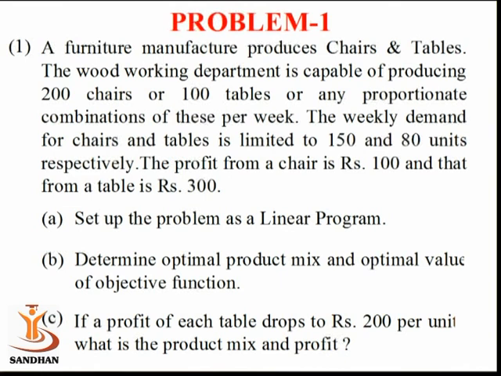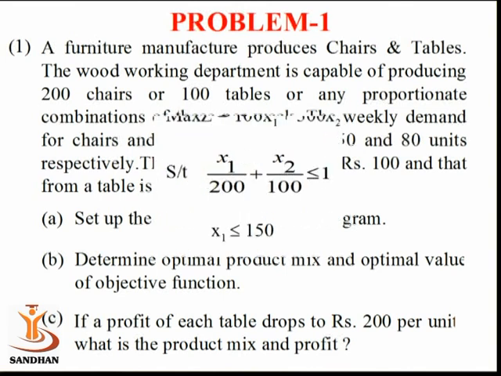So the question is divided into three parts. First of all, we want to formulate it. We have to create an LPP, meaning objective function, constraint equations and non-negativity condition. The second part B asks us to determine the optimal product mix and the optimum value of the objective function, meaning we have to solve the LPP. Here we will solve that by the graphical method. In C, if the profit of each table is dropped to 200 from 300, then how will the solution change? So friends, first of all we will formulate this LPP in mathematical form.